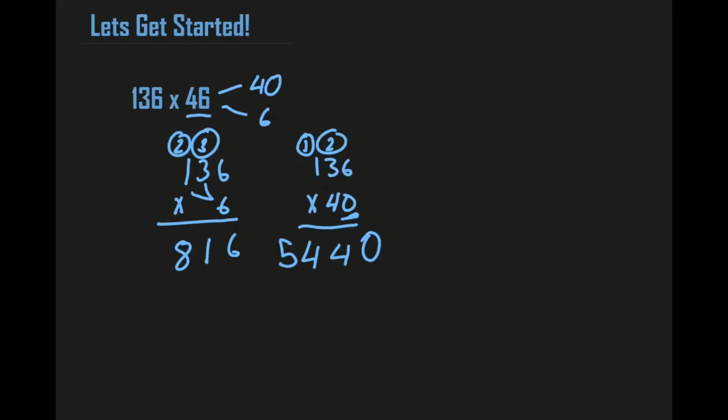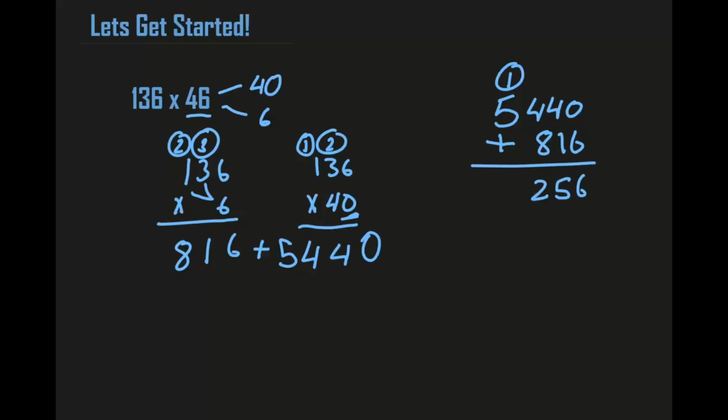Now, to find the answer to the actual problem, 136 times 46, we're going to add these two numbers. So 5,440 plus 816. So 6 plus 0 is 6. 1 plus 4 is 5. 8 plus 4 is 12, so 1 up here, 2 down here. We have nothing to add to 5, but we have a 1 here, so we're going to add that. And then we got 6,256. So that's our answer for this problem.